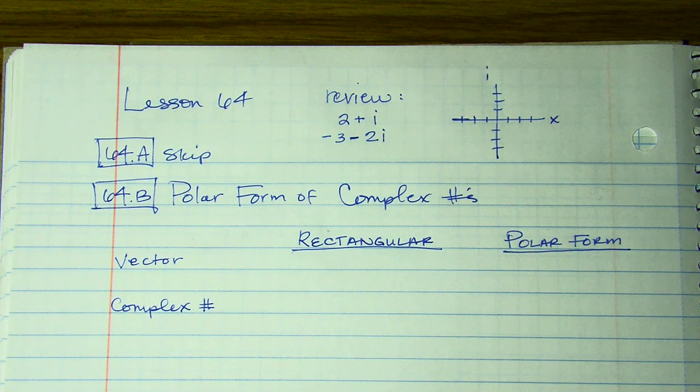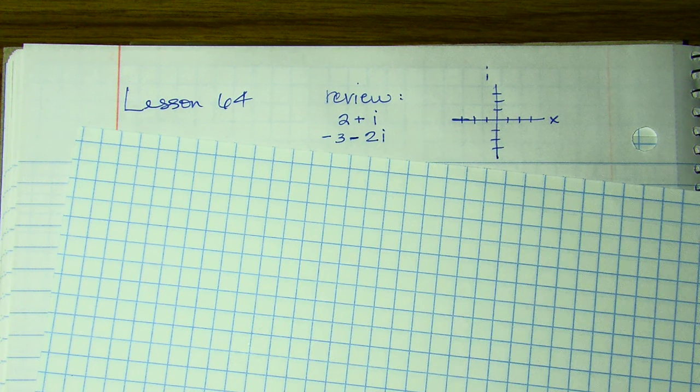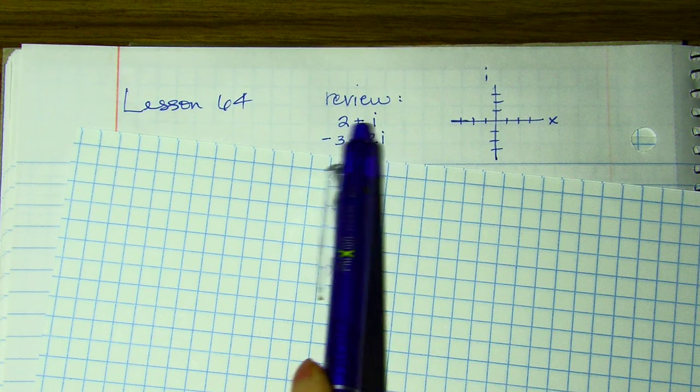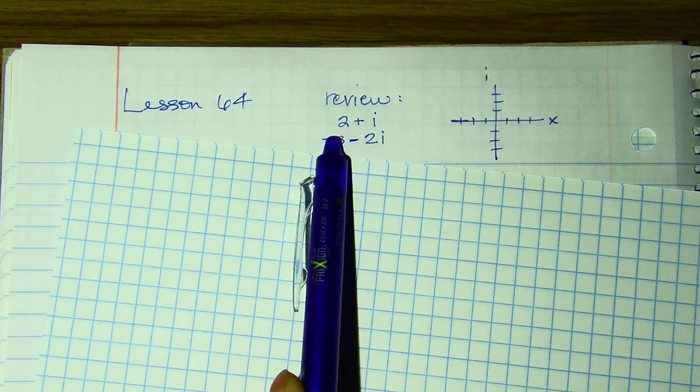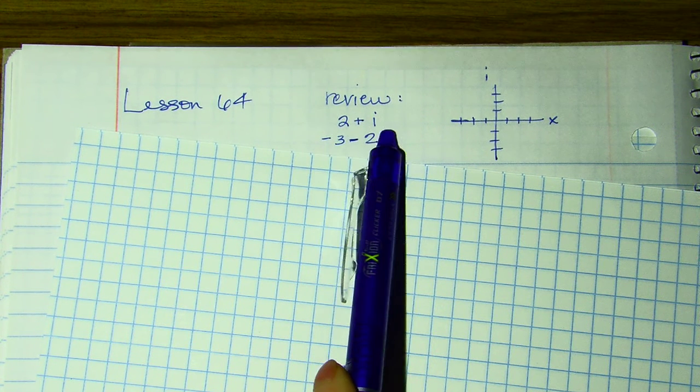Good morning, Trig. We are going to start lesson 64. So before I start lesson 64, I want to review complex numbers. Now, complex numbers have a real part and an imaginary part. The real part doesn't have i, and the imaginary does.